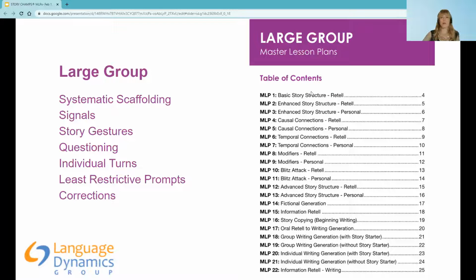Here on the right, though, I want you to notice the developmental sequence, minus writing and information. We start with the basic story structure, then enhanced, then causal, then temporal modifiers. This right here is a developmental sequence of narrative language in a nutshell.